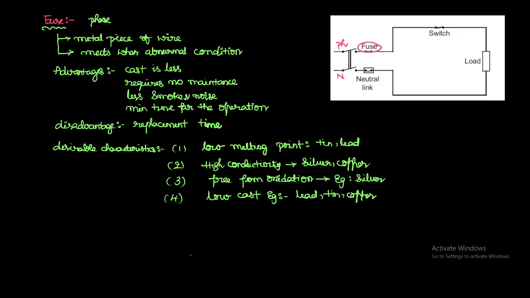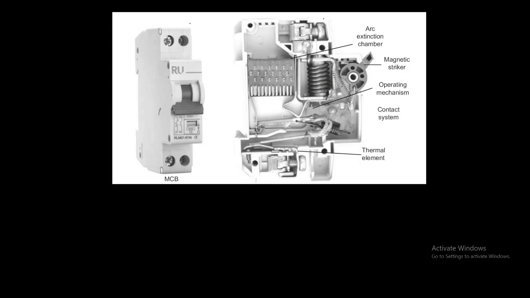We connect the fuse in the phase. It is a metal piece of wire which will melt when abnormal current flows through the load connected after the fuse. So these are the desirable characteristics. Next we will see what the MCB is.